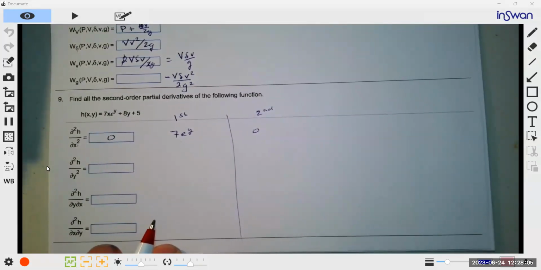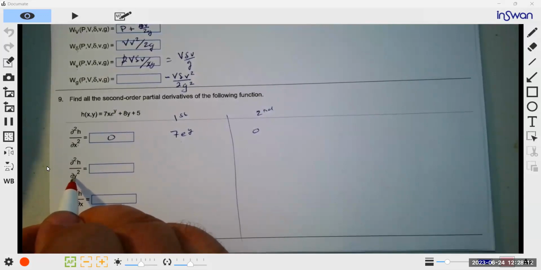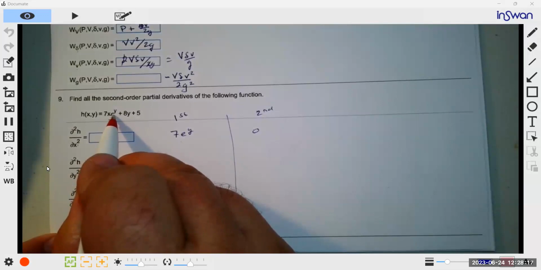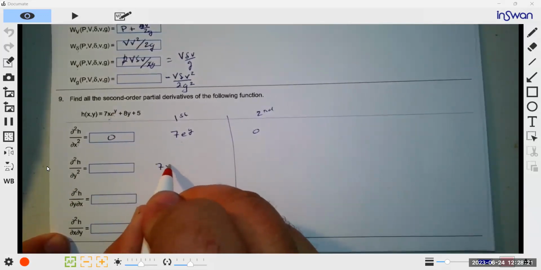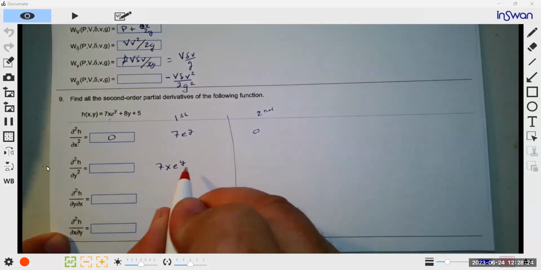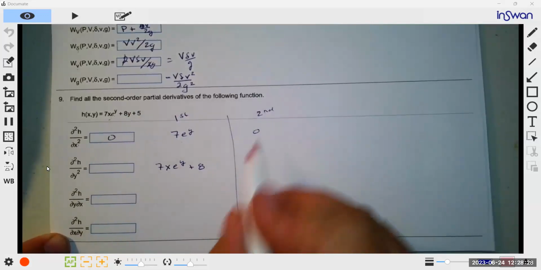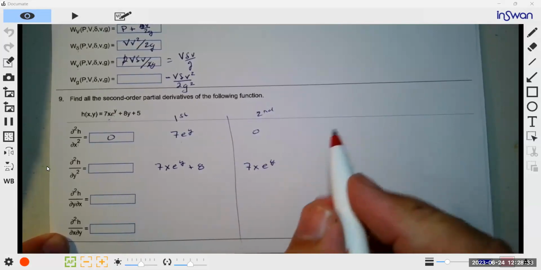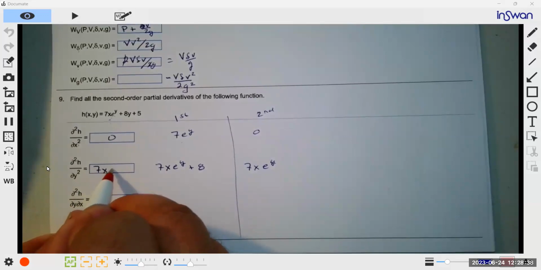All right, the next one, with respect to yy. So the first, we have y here. The derivative of that would make it 7x e to the y plus 8. The derivative of y is gone. Now the second derivative: 7x e to the y, the 8's gone. So it's 7x e to the y.